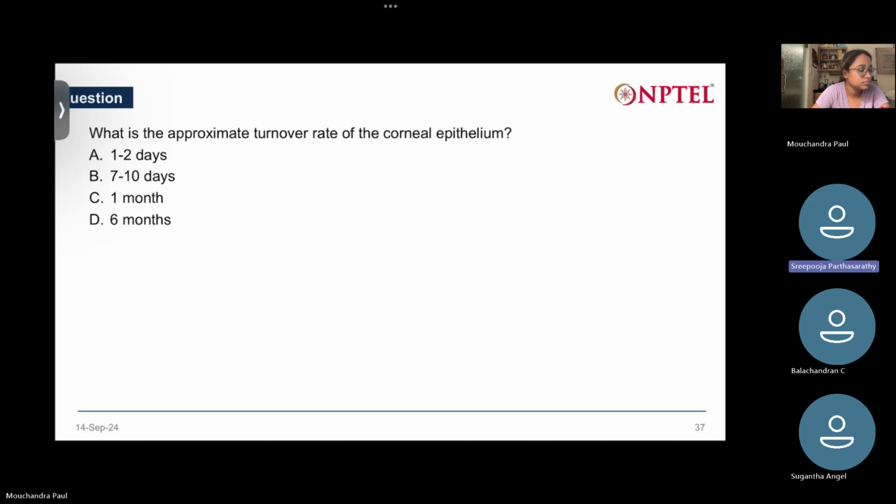I think it's B. Yes, actually, you're correct. It takes only 7 to 10 days for the new layer of superficial cells to come, right? The old one sheds off after 7 days, and after 7 days, a new layer comes. That's the turnover rate.